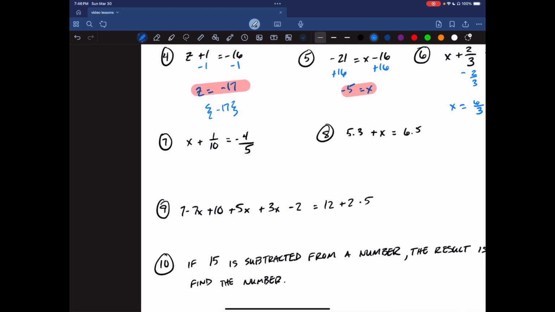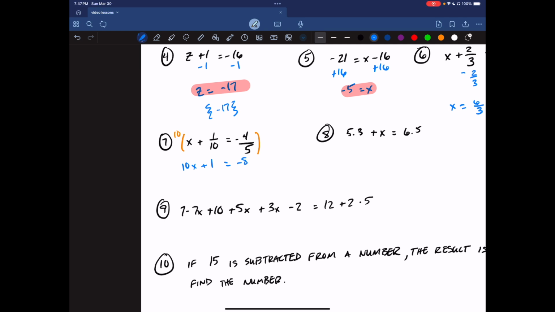Like here on number 7, I have unlike denominators. So this might be a time for me to go ahead and get rid of them. My common denominator would be 10, because 5 goes into 10. So I multiply the entire thing by my common denominator, and that's going to give me 10x. 10 goes into 10 one time, so 1 times 1 is 1. 5 goes into 10 2 times. 2 times 4 is 8. That's going to be -8. Okay, now we got rid of our fractions.